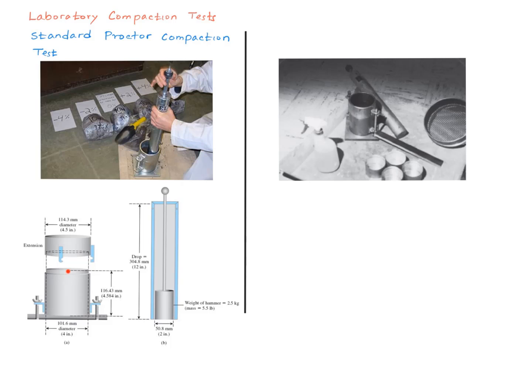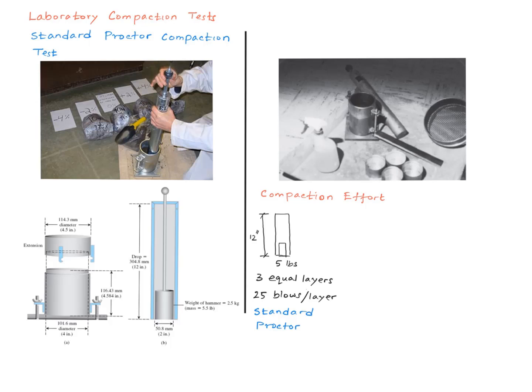Then you take this soil out, add a little bit more water, and repeat the whole process. So you have another pair of dry density and water content at a slightly higher water content. And you repeat this process a number of times in order to get a smooth dry density versus water content curve. Remember I mentioned the phrase compaction effort, right? I was going to come back and explain that to you.